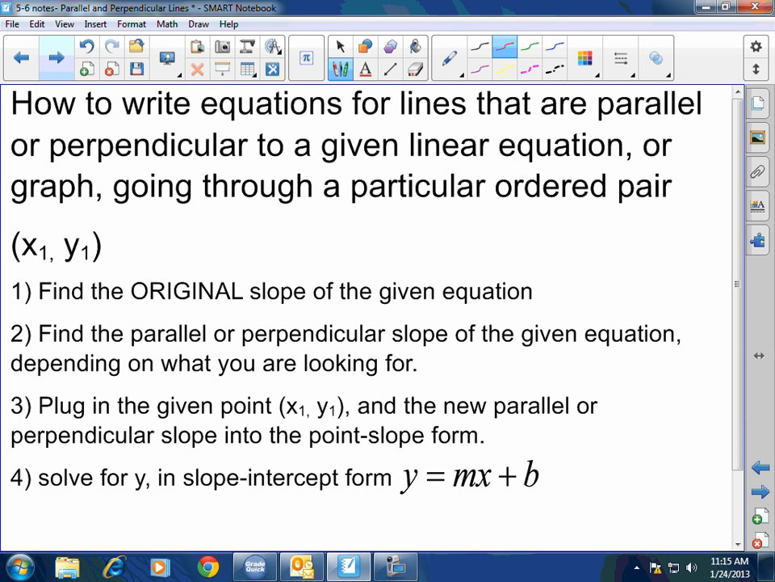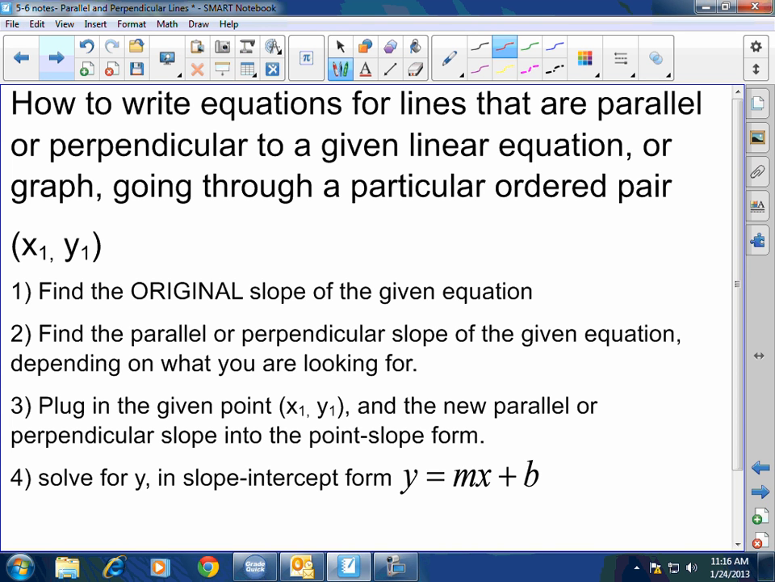Step 2. Find the parallel or perpendicular slope of the given equation, depending on what they're looking for. If they're looking for parallel equations, your parallel slope is equal to the original slope. If they're looking for perpendicular equations, your perpendicular slope is the negative reciprocal of the original slope. Then these last 2 steps you've been doing for 4 days now, 5 days. Step 3, plug the given point x1 and y1 and the new parallel or perpendicular slope into the point-slope form. And then step 4, solve for y in slope-intercept form. And you're done.